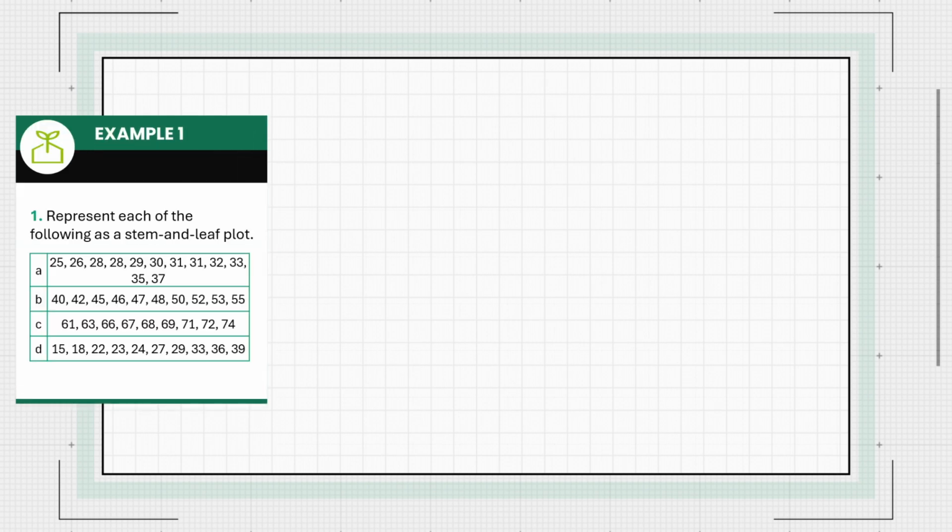Alright, so for this video we're going to look at how we represent data as a stem and leaf graph. Now what we have for you is a table of values, and what you need to do is analyze what needs to be in the stem of each particular graph and what needs to be in the leaf. Because they're all ordered, you'll just need to do them one at a time, going from top to bottom. So let's start with A.